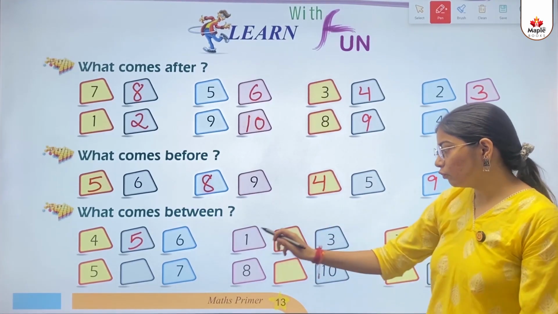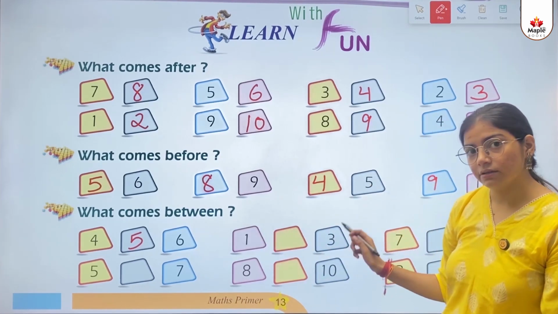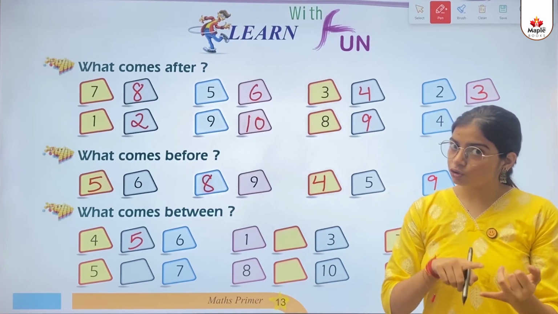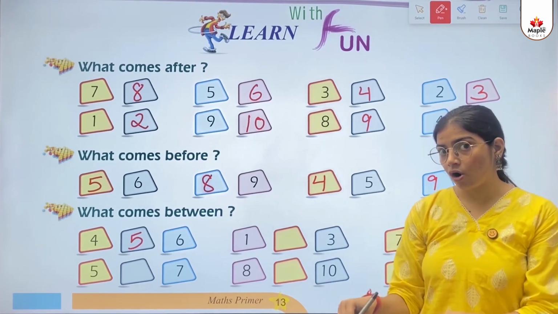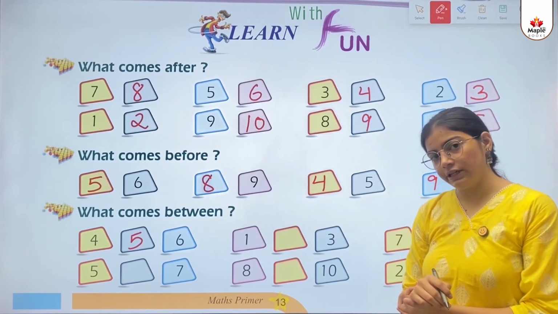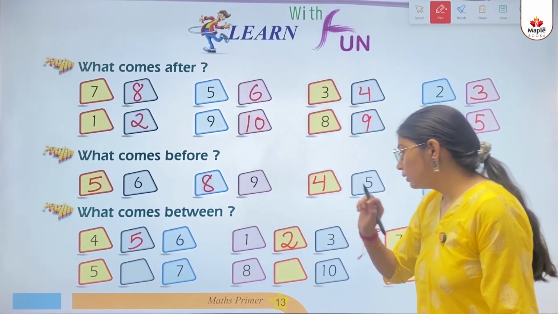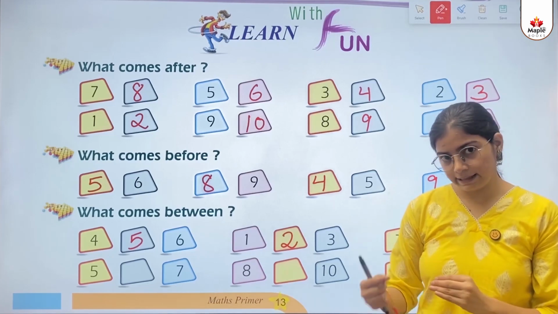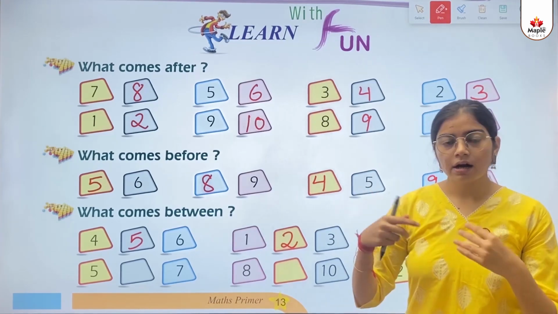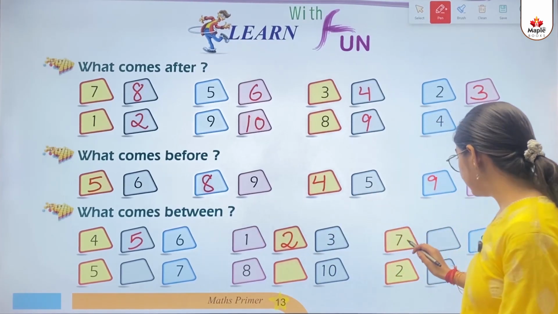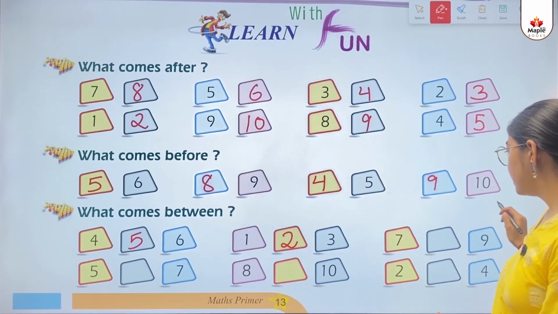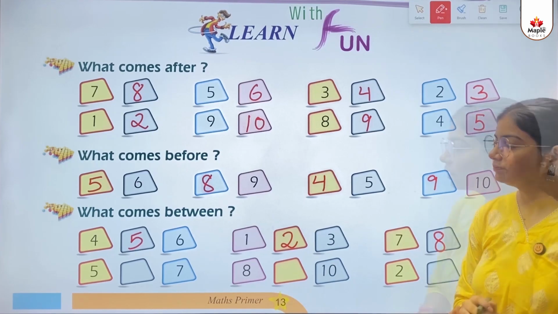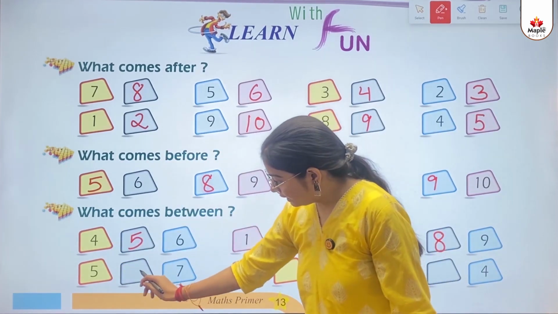Next one. 1 or 3. 1, 2, 3. So 2 comes in between 1 and 3. Similarly, we will count here also like this and write here the numbers. 7, 8, 9. So 8 will be written here. 5, 6, 7.